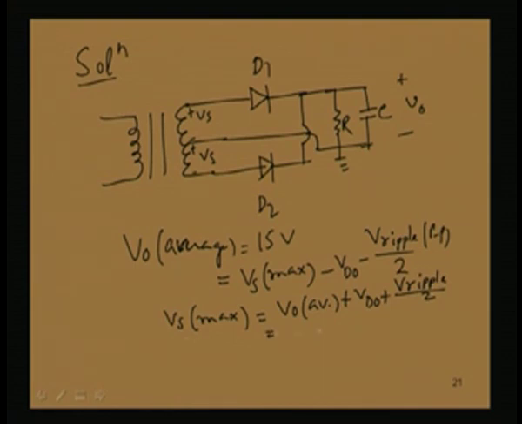Put down these values, whatever is given: V naught is 15 volt, Vd naught is given as 0.7 volt, and V ripple is not to be larger than 0.4 volt. So, we take this maximum value. This gives 15.9 volt as the Vs max. Now, you are to find out the transformer ratio. This transformer ratio N1 is to N2, number of turns in primary to number of turns in the whole secondary, is called turns ratio. You have to find turns ratio.